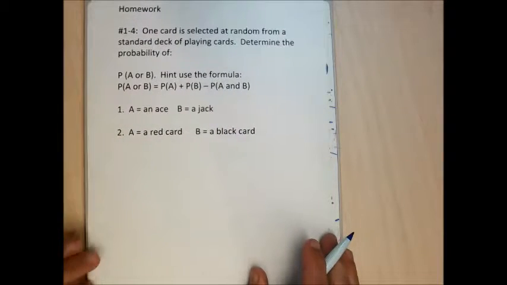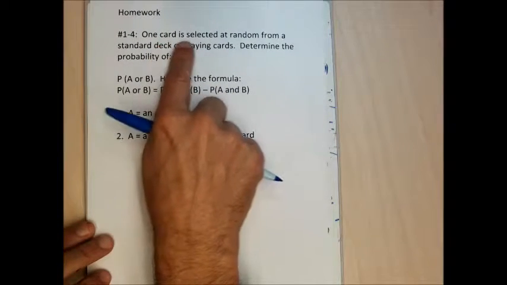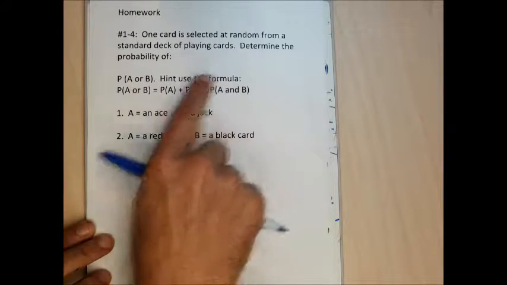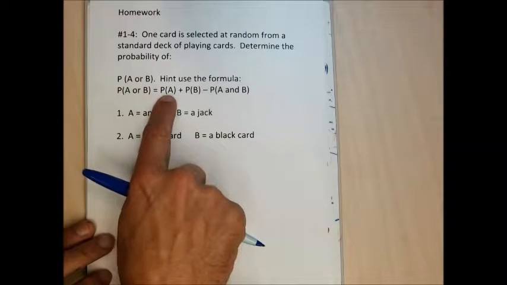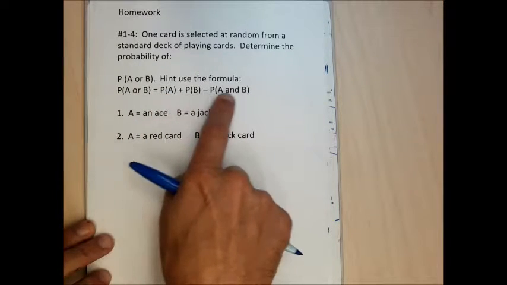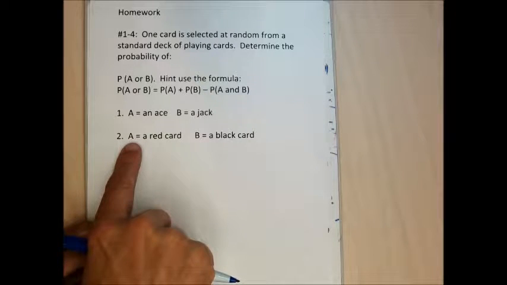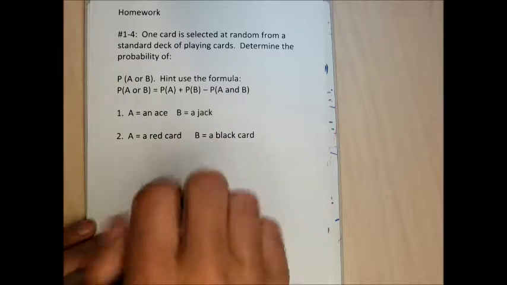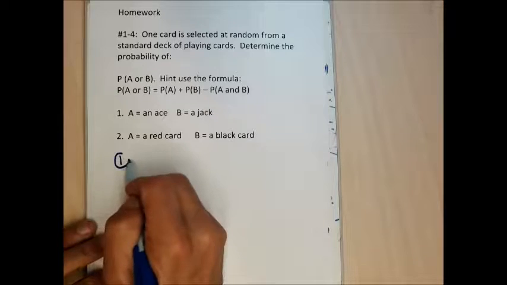I guess I have the formula right here. So 1 through 4. One card is selected at random from a standard deck of playing cards. Determine the probability of, and then hint, use the formula. The probability of A or B equals the probability of A plus the probability of B less the probability of A and B. Here, it says for number 2, what's the probability that I get a red card or a black card? Well, let me do 1 because it's more interesting, I guess.